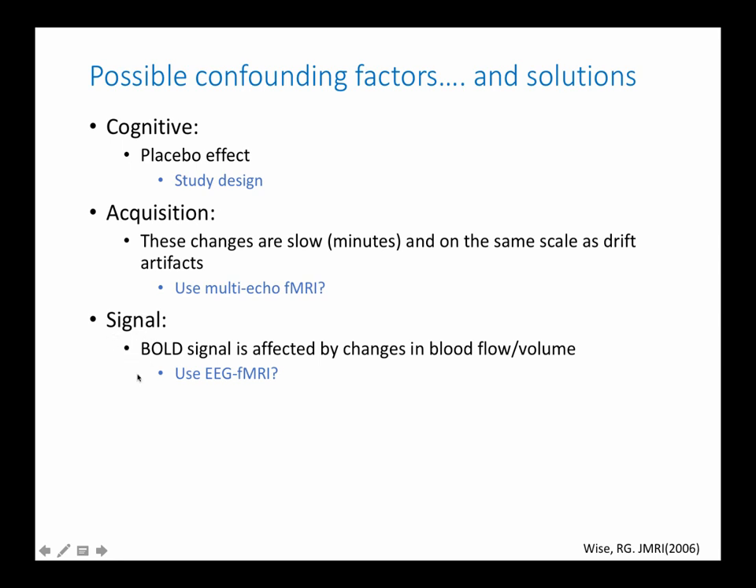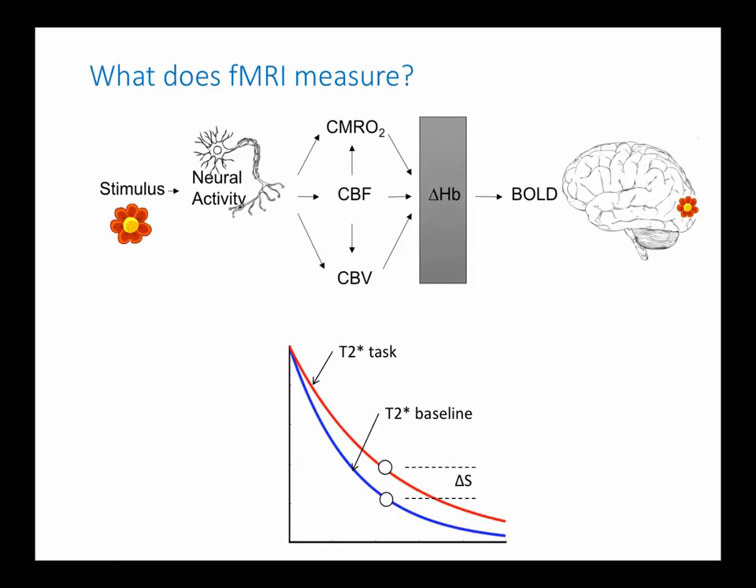Lastly, this is one of the last components of these confounding factors. The BOLD signal is affected by changes in blood flow and volume. So what are you going to do about that? Well, you can use other measures which directly measure the neural signal. Just to remind you, BOLD is a combination of metabolic oxygenation changes and blood flow changes, CBF changes, which gives you your change in hemoglobin. But really what we're interested in is just the neural activity, right?